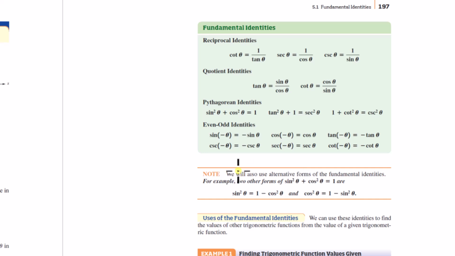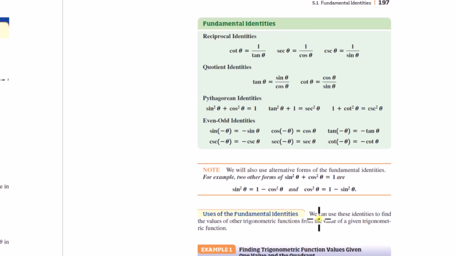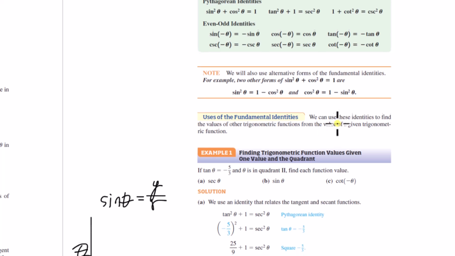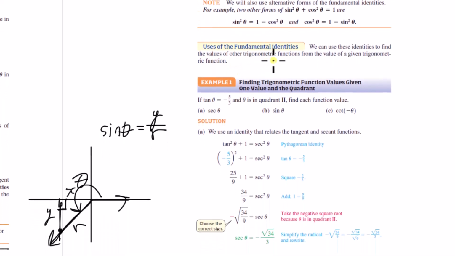Now it notes here that we might see the Pythagorean identities in different forms. You could write sine squared theta as 1 minus cosine squared theta, but that's not its own unique Pythagorean identity. That comes from this. So that's the fundamental identities. Now it says we can use these identities to find the values of other trigonometric functions from the value of a given trigonometric function. We're going to work example problems, and this might seem trivial, but I would really focus on these because it's going to be good practice and good repetition for you to retain these identities.